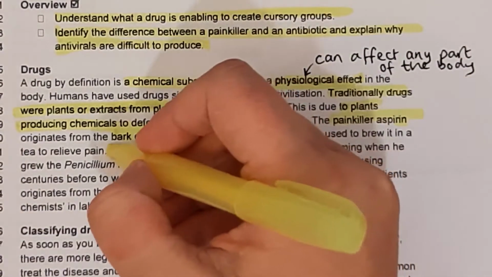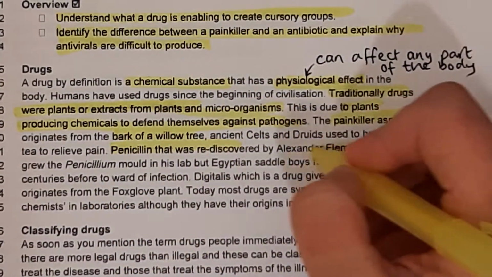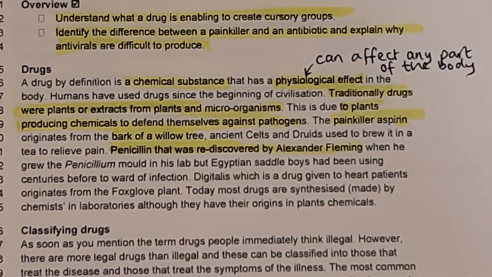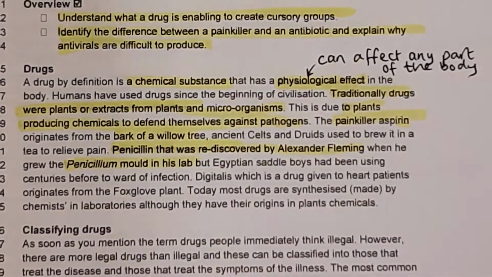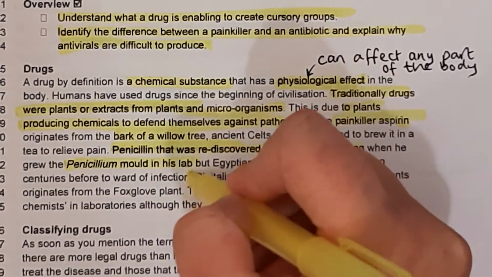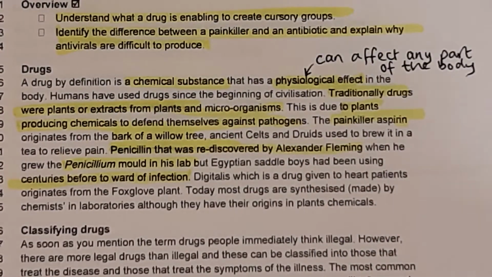So penicillin was rediscovered by Alexander Fleming. Notice that he didn't discover it in the first instance. Okay, he just rediscovered it. And he grew the penicillium mold in his lab, actually by accident. But the Egyptian saddle boys, so these were boys who used to work with the horses in Egypt, had been using this for centuries to ward off infection. Okay, so centuries before, the same penicillium mold was used by people in Egypt to prevent infection. So it's always been used in some form.